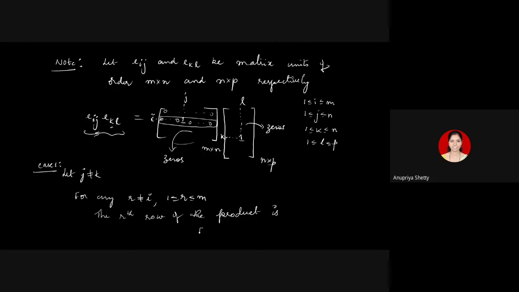I have to take the rth row of the first matrix, that is this matrix, and multiply it with the entire second matrix. If I want to get the first row, I have to multiply the first row with the entire second matrix. To get the second row, multiply the second row with the entire second matrix. In general, for the rth row, I have to multiply the rth row of Eij with the entire second matrix, that is EKL.